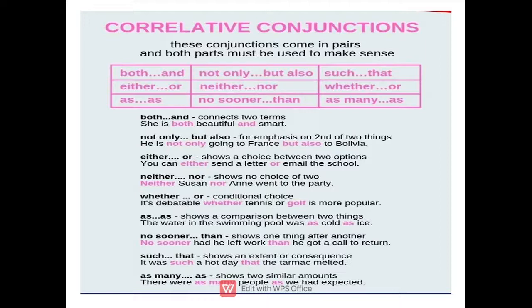Whether or means when you have a condition. It's debatable whether tennis or golf is more popular. As to show a comparison between two things: the water in the swimming pool was as cold as ice. No sooner than is used when you have one thing after another: no sooner had he left work than he got a call to return. Such that means when you have a result: it was such a hot day that the tarmac melted. As many as, when you have similar amounts: there were as many people as we had expected. So correlative conjunctions come in pairs.